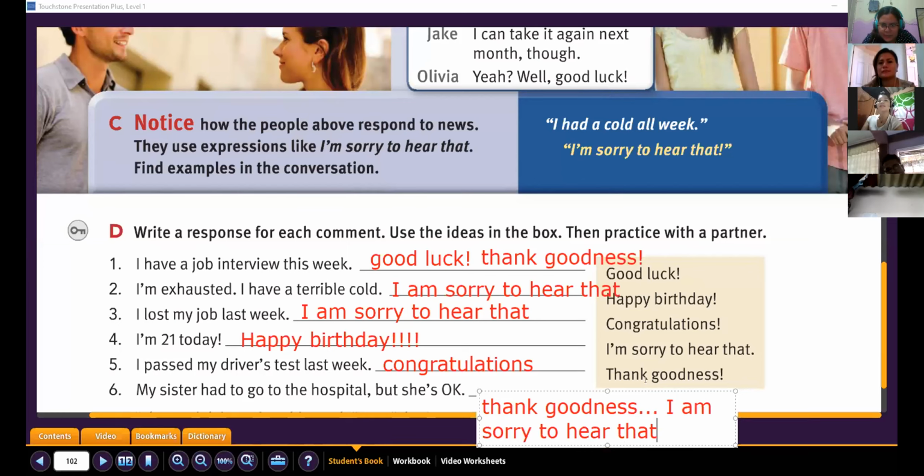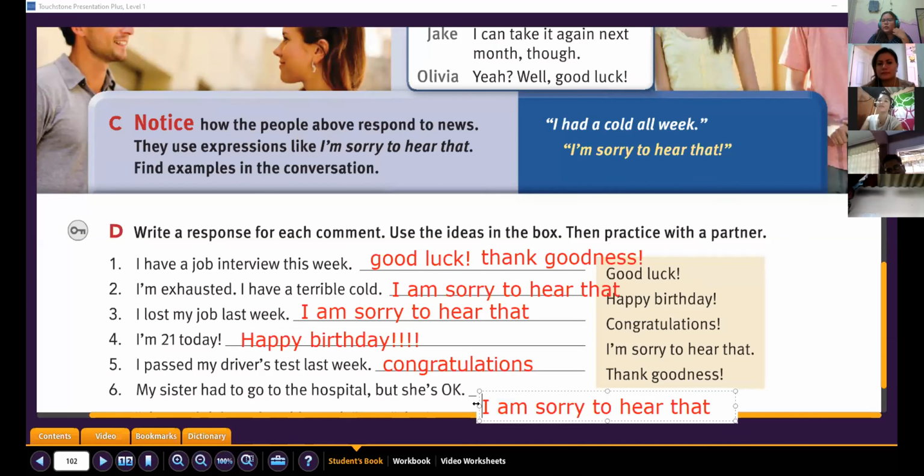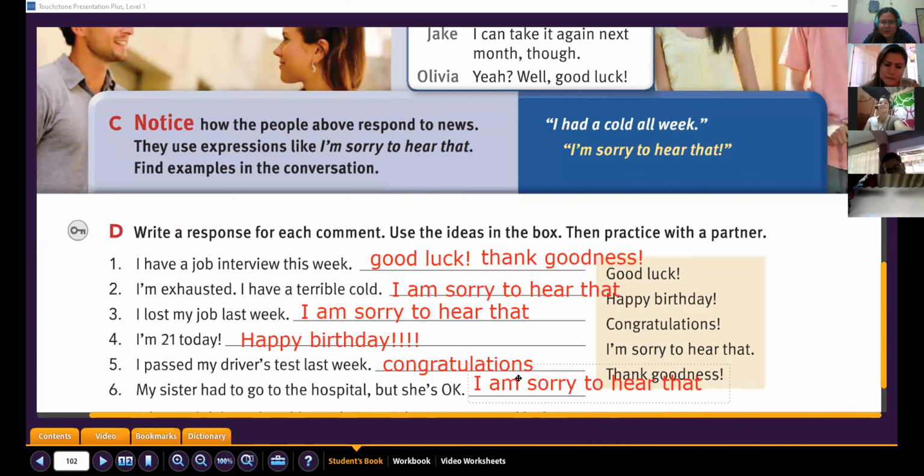Teacher, what is it in Spanish? Thank goodness is like saying gracias a Dios, thanks God. Thank goodness, or qué bueno, that's really, really good. Okay. Thank you. I'm sorry to hear that. It's okay too in this case.